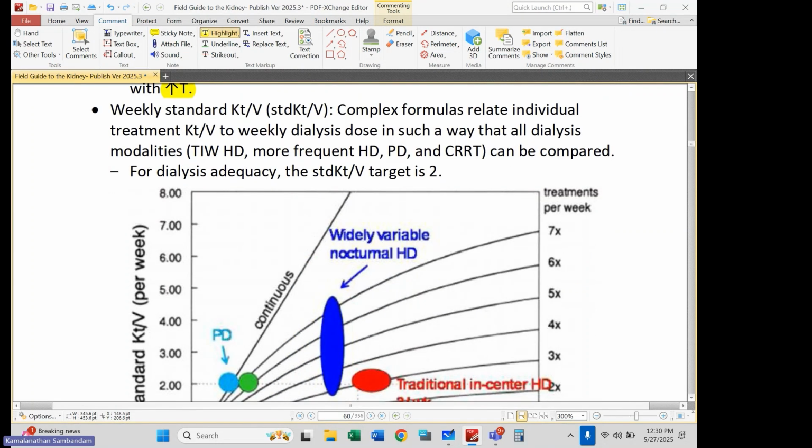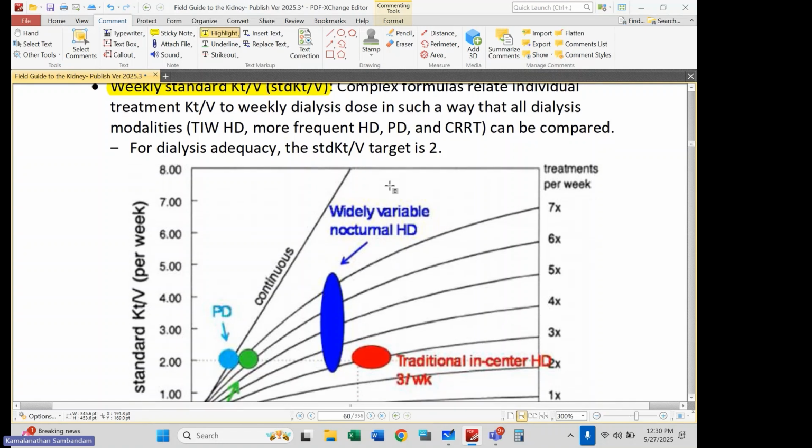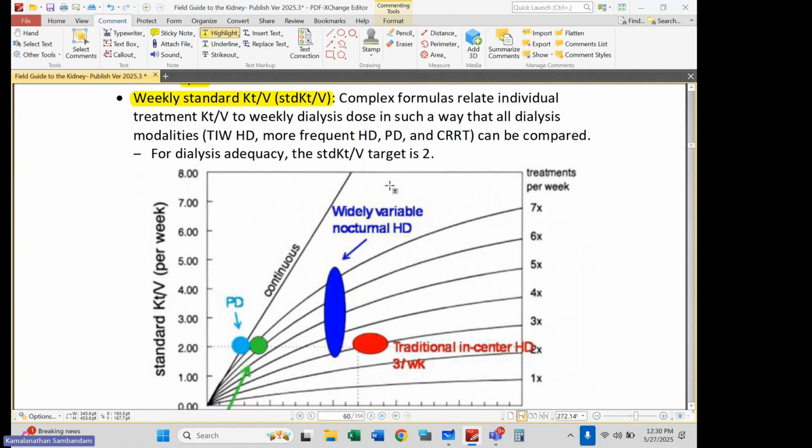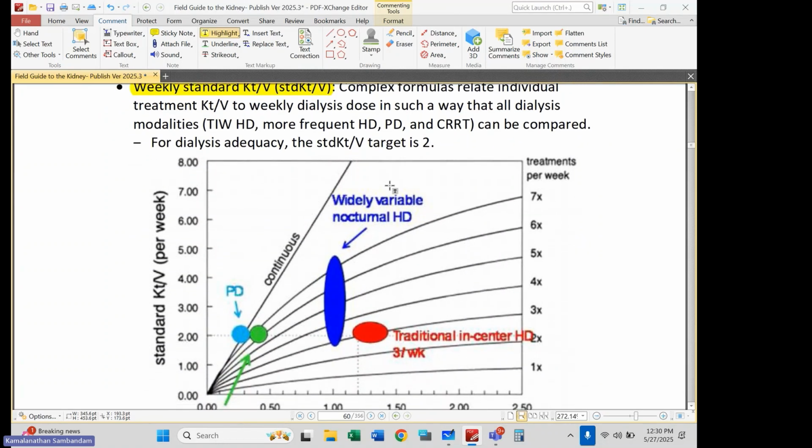All right, let's go now to this term standard weekly Kt/V. And this allows one to compare the effect of a variety of different dialysis frequencies and try to compare across modalities. This standard weekly Kt/V would allow one to do that.